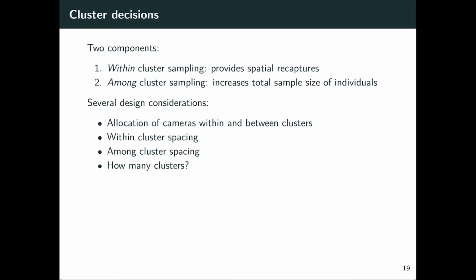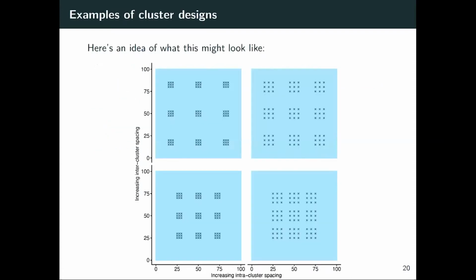The allocation of cameras within and between clusters. So that's basically asking the question, how many traps will you have within a cluster, and how many traps are you going to have total, and how many clusters are you going to have altogether? What's the spacing within a cluster between traps, and what's the spacing among the clusters, and how many clusters are there? So this is an idea of what that looks like.